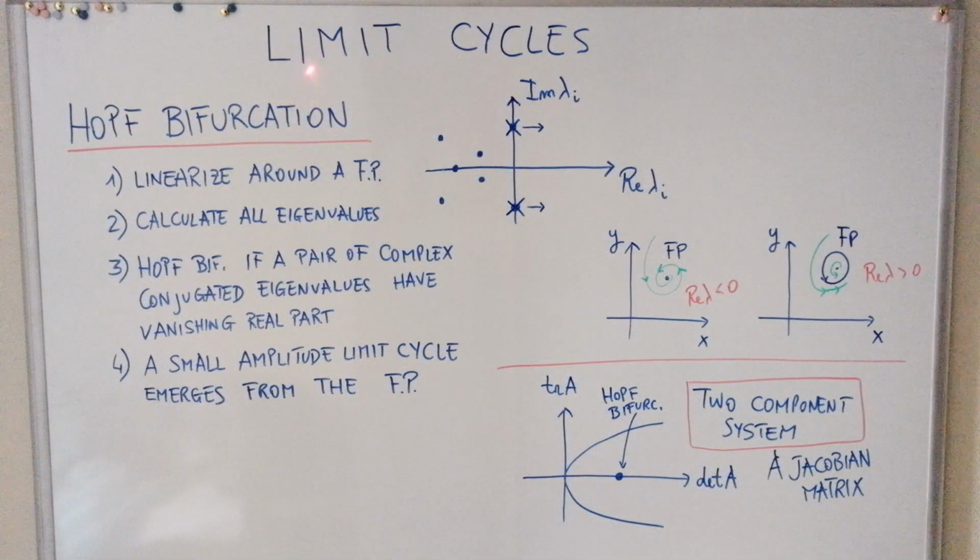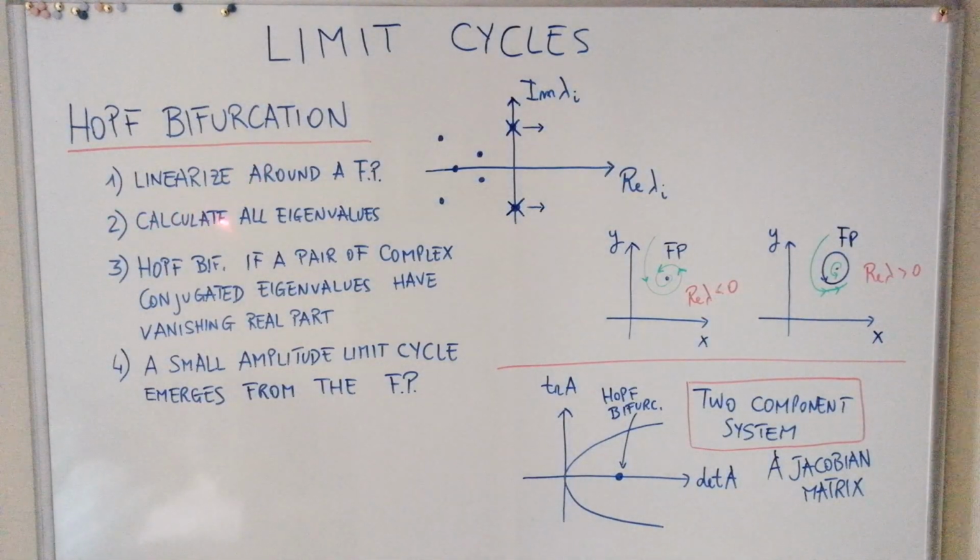Okay, so we continue the discussion of this limit cycle, and in particular now what is the Hopf bifurcation. So we have to find fixed points. First we have a look at one fixed point of our system. There can be more. We linearize our system around the fixed point, as we know how to do it.